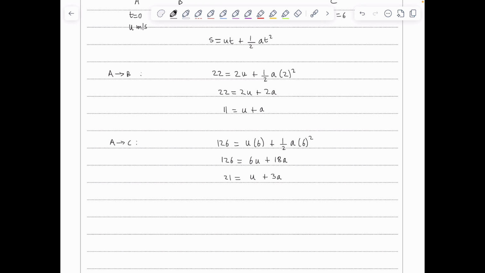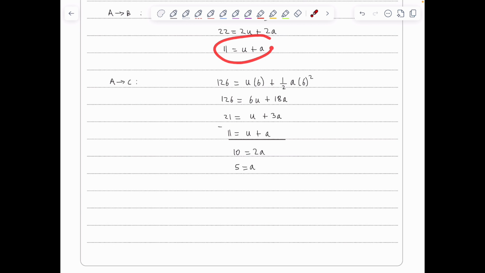So we're essentially dealing with simultaneous equations in u and a. I'm going to write the first equation we obtained just below the second equation we just obtained. So 11 is u plus a, and I can subtract one from the other to get 10 is equal to 2a, and therefore 5 is the acceleration. I will proceed in substituting into 11 is u plus a to find u. So 11 is equal to u plus the a, which is 5, so 6 is u, and therefore we conclude that the acceleration is 5 meters per square second, and the initial velocity u is 6 meters per second.